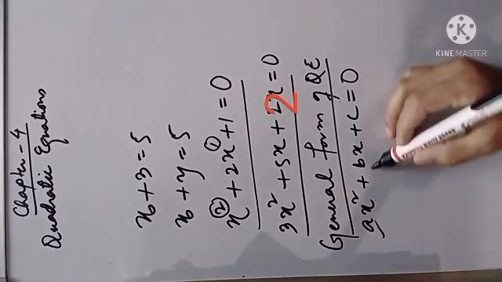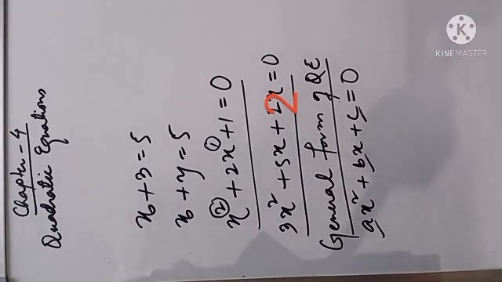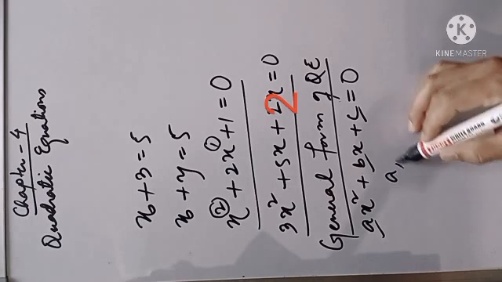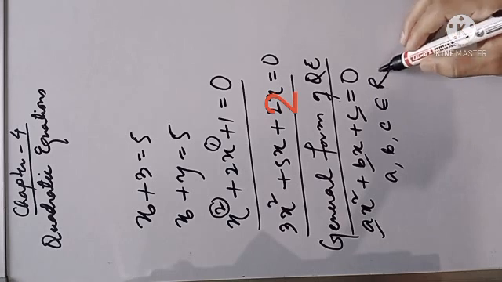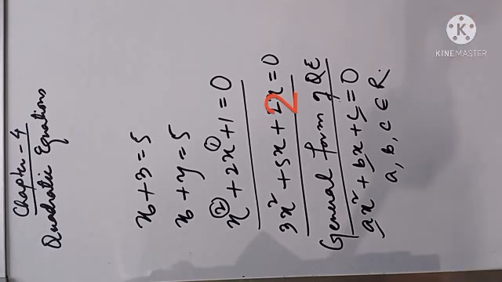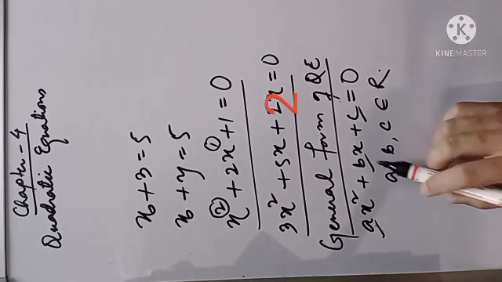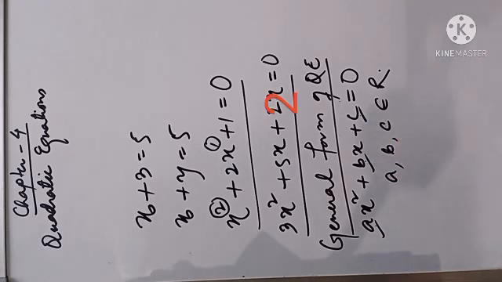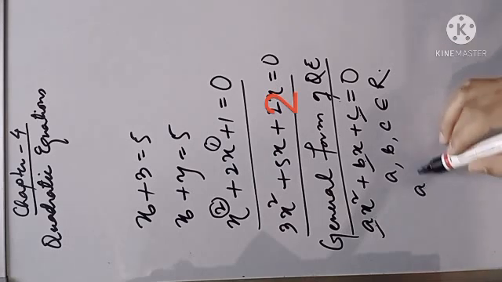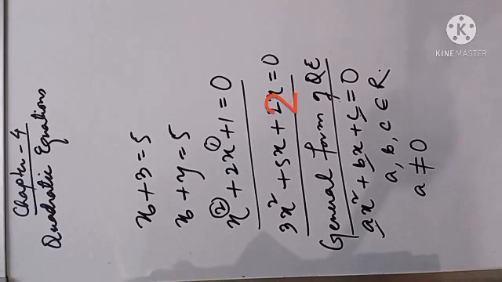What are these a, b and c? Let me tell you. These a, b and c are all real numbers. A should be a real number, b should be a real number, and c should be a real number. And one of the most important conditions is that a should not be 0. Now why am I telling this? Why should the value of a not be 0? There is a meaning behind it.